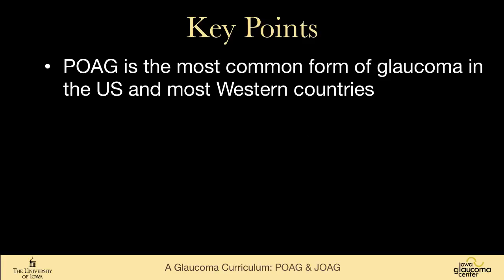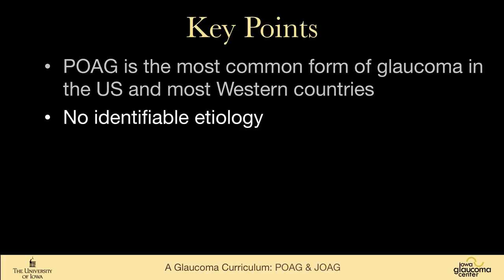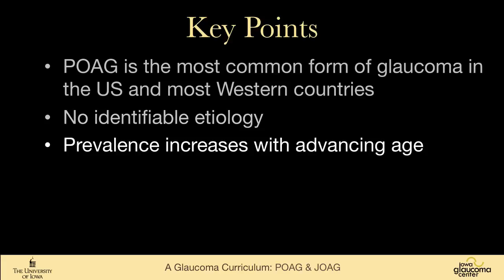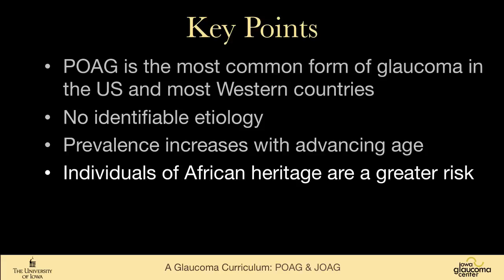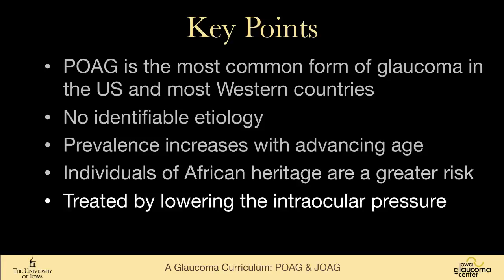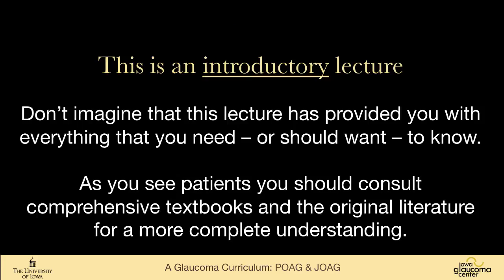So the key points about primary open-angle glaucoma: it's the most common form of glaucoma in the U.S. and most Western countries. There's no identifiable etiology. Prevalence increases with advancing age. Individuals of African heritage within the United States are at a greater risk for developing glaucoma, and it's treated by lowering the intraocular pressure. Although that's only one of many risk factors, it's the only adjustable risk factor.